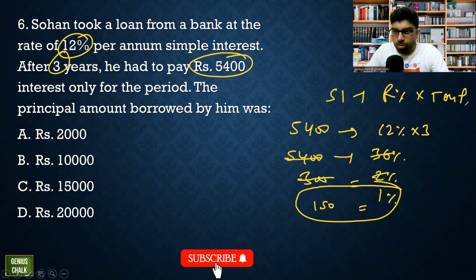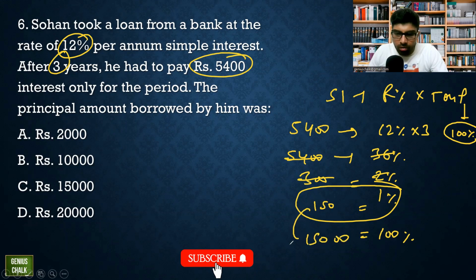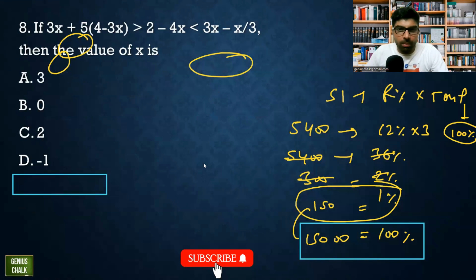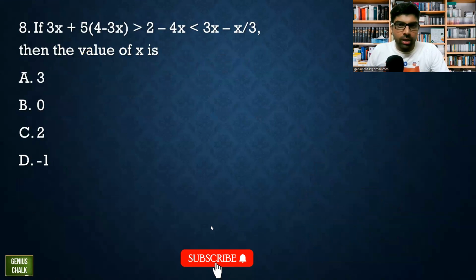And we always assume this principal as 100%. So if 1% value is 150, 100% value will be 15,000. So this is my answer. In this case, your answer is 15,000, and this is option C. Right, so this method is better than the previous method. Next question is of inequality, basic inequality.